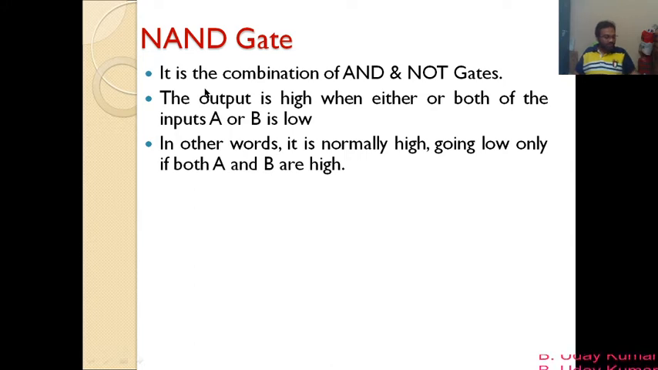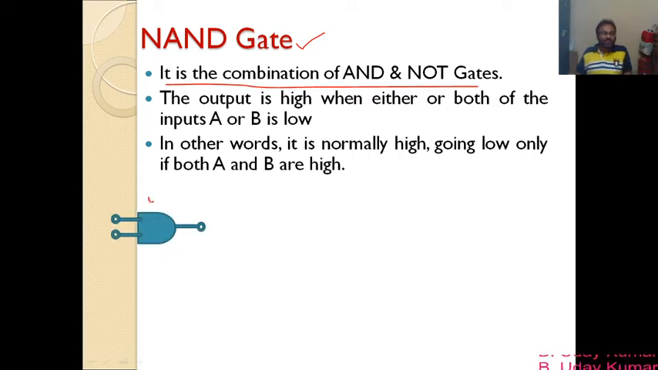Anyway, coming to the first step, which we already know, it is the combination of AND and NOT gates. Just now we have studied that the NAND gate is the combination of AND and NOT gates. You know what an AND gate is, right? So this is an AND gate, and we already studied it. This AND gate has two input terminals and one output terminal, so it has two inputs and one output.